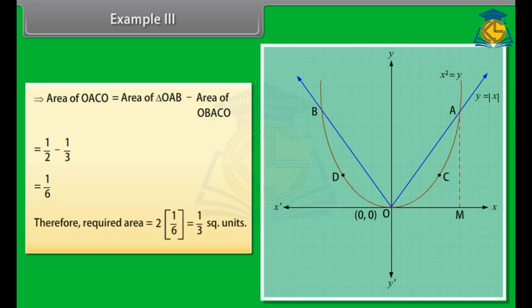Therefore, the required area is equal to 2 into 1 upon 6, which equals 1 upon 3 square units.